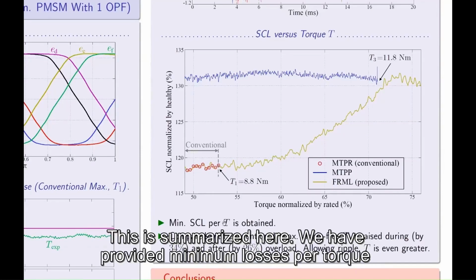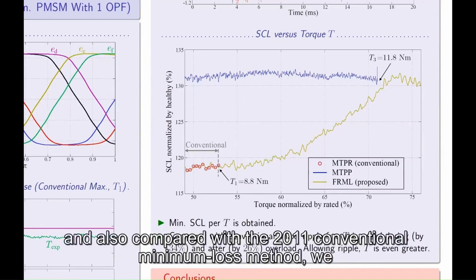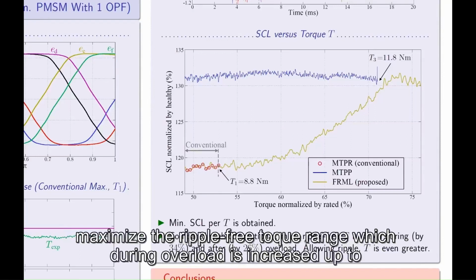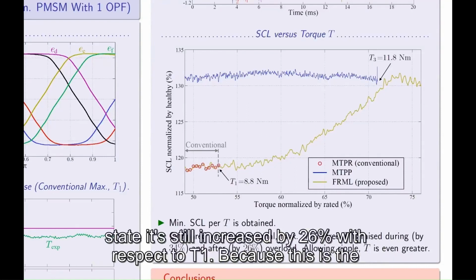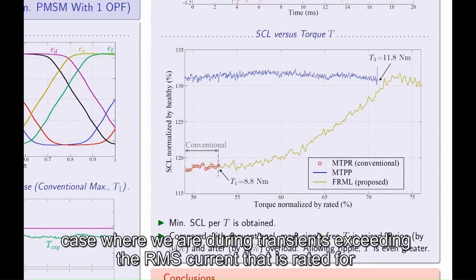We have provided minimal losses per torque, and also, compared with the 2011 conventional minimal loss method, we maximize the ripple-free torque range, which during overload can be increased up to 34% compared with T1. But in steady state, it's still increased by 26% with respect to T1, because this is the case where we're doing transients, we're exceeding the RMS current that is rated for the machine in some phases.